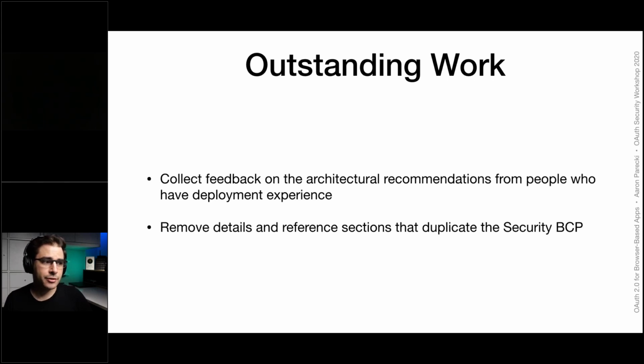Probably with the exception of very explicitly disallowing the implicit flow or response type token, returning access tokens in the front channel, because that is something that single page app developers have been told to do for a very long time. So we need to make it very clear not to. But yeah, I definitely need some feedback on the points that I mentioned, that fourth architecture, and then referencing the sections that are technically duplicates, and that's going to be the next draft that we publish.